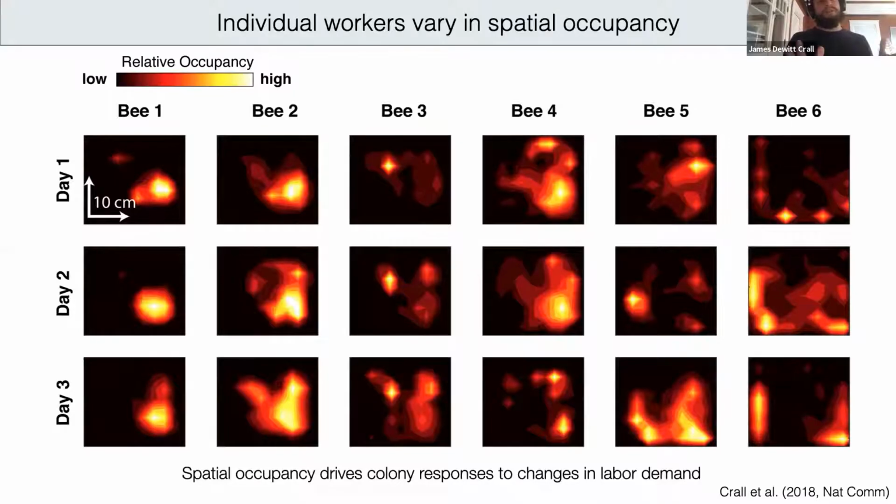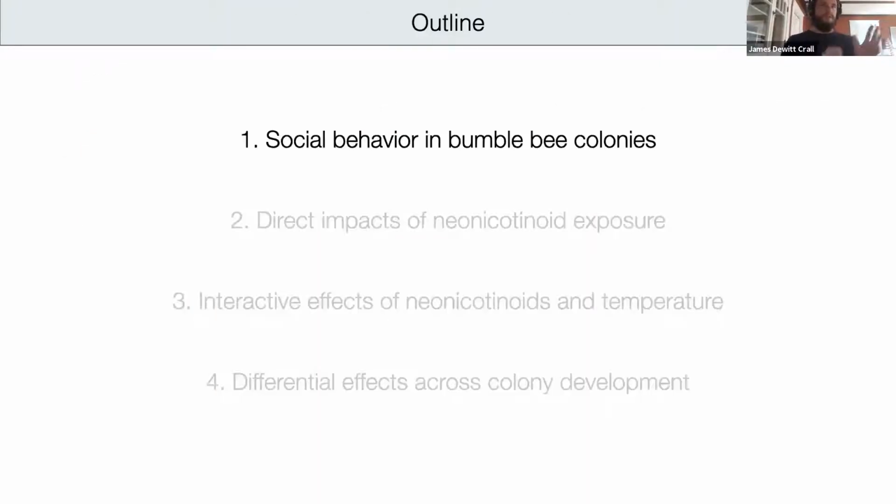And without digging too much into this, one thing we found is that, in fact, that variation in where bees spend time is really important in driving how the colony responds to changing labor demands. So if, for example, you force a bunch of bees to forage, where they are within the nest will determine how they switch to foraging. So all that was really just to give you a little introduction to the life of a bumblebee colony and some sense of how we study it.